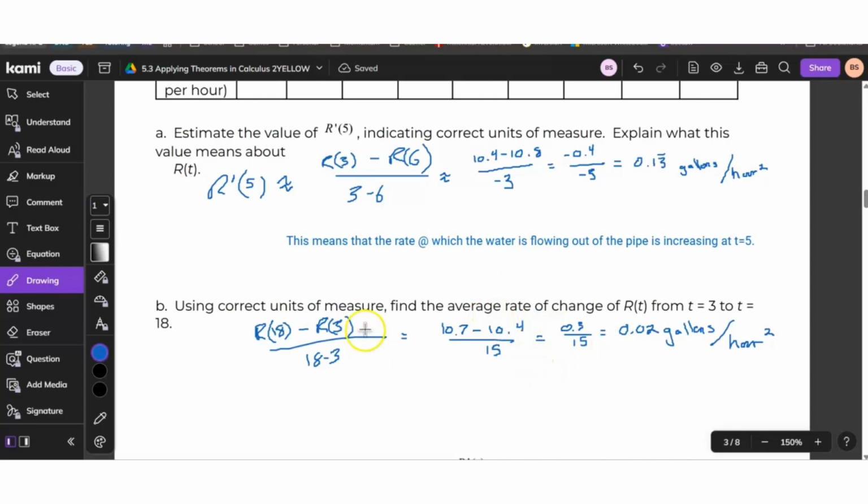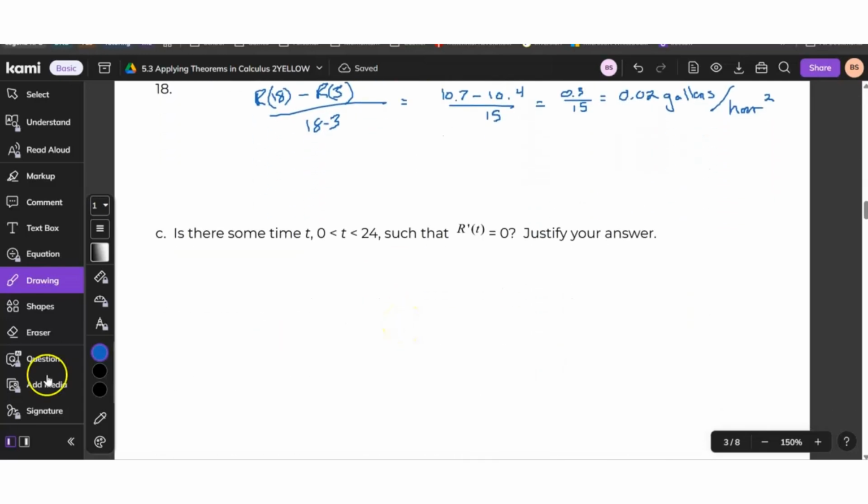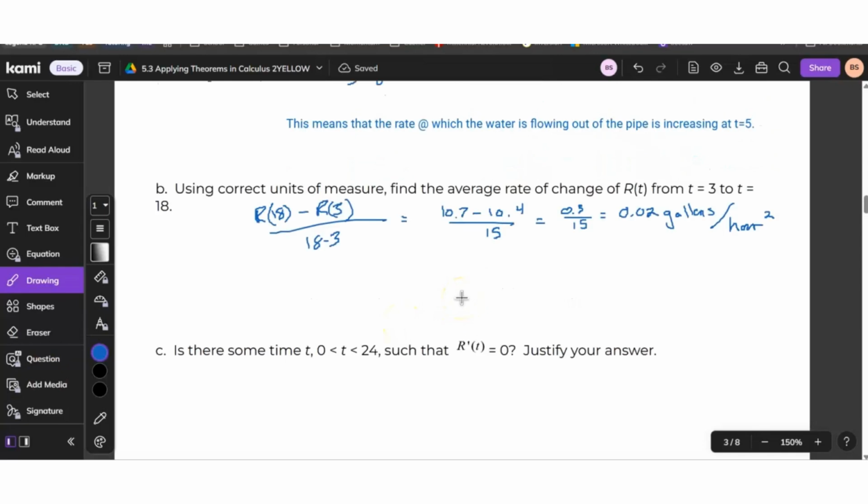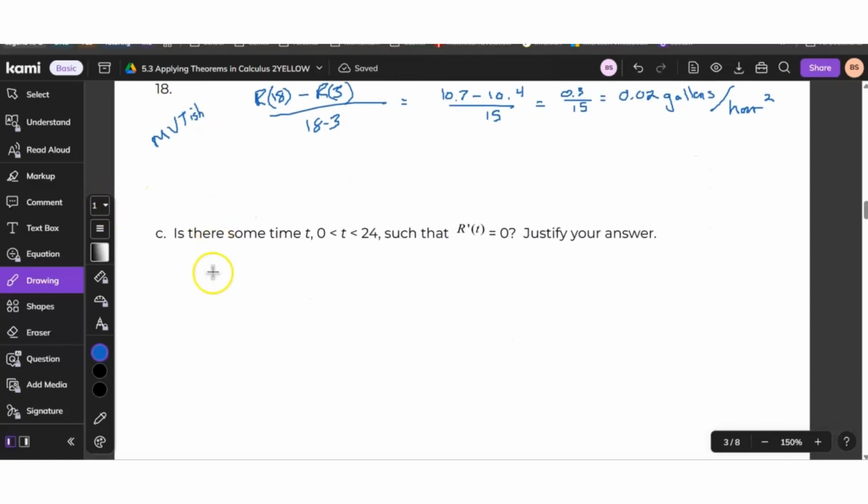All right. Let's do another one. Let's try to identify what these are. This is like MVT-ish. It's not quite, because we didn't go and find when it was equal. Okay. Now we're actually going to use one. Is there some time between 0 and 24 such that the rate the water is changing is 0? Okay, so this is 100% Rolle's.